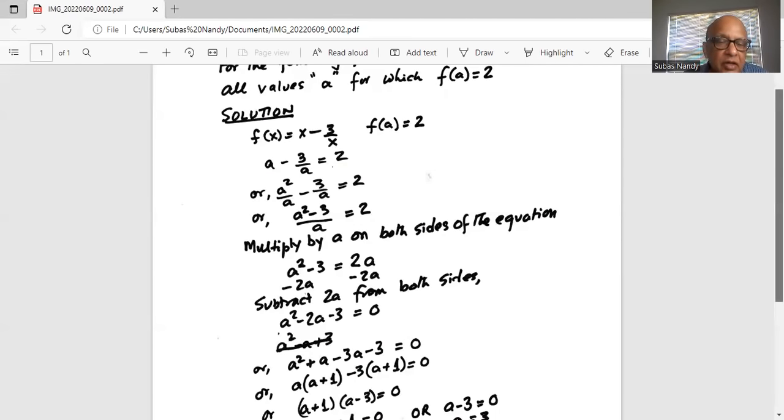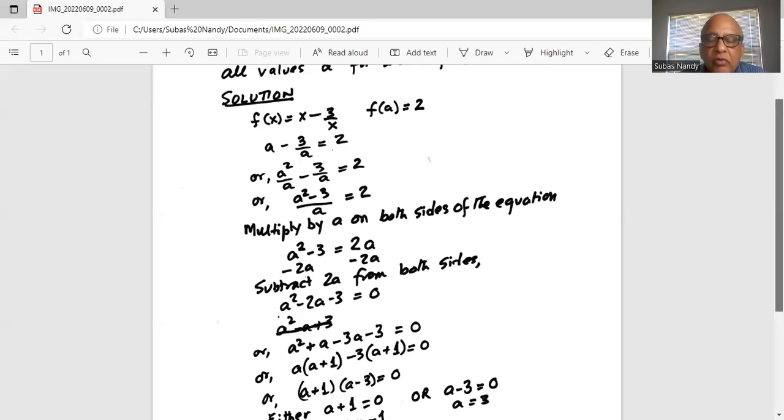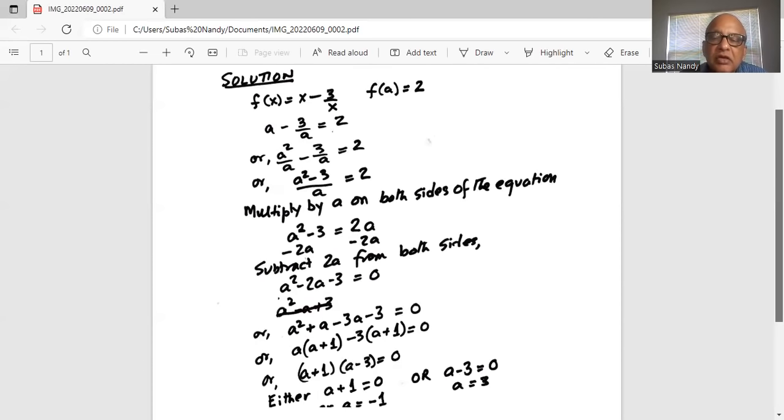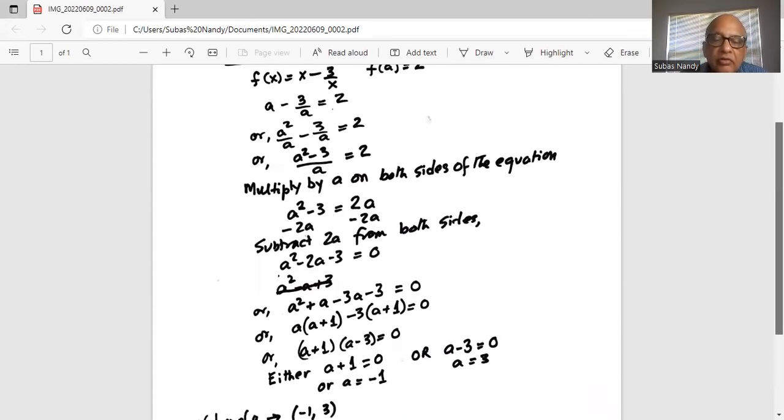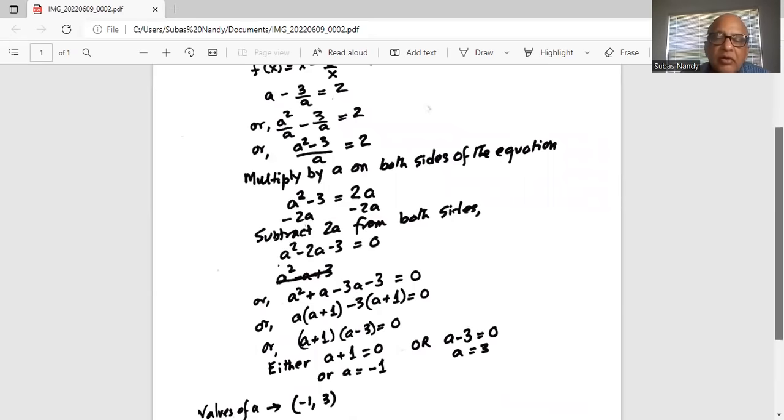Then we will factor in pairs, taking two terms together. So the first two terms are a square plus a. From that, the common factor out is a. When I take out a from the first two terms, I'm left in the parenthesis with a plus 1. From the next two, minus 3a minus 3, the common factor is minus 3. And I take that out, and we are left with a plus 1 in the parenthesis. Now we notice a plus 1 in parenthesis is common in both the terms. So we take out a plus 1 and we are left with a minus 3. And that is equal to 0 on the right hand side. So a plus 1 times a minus 3 is equal to 0.